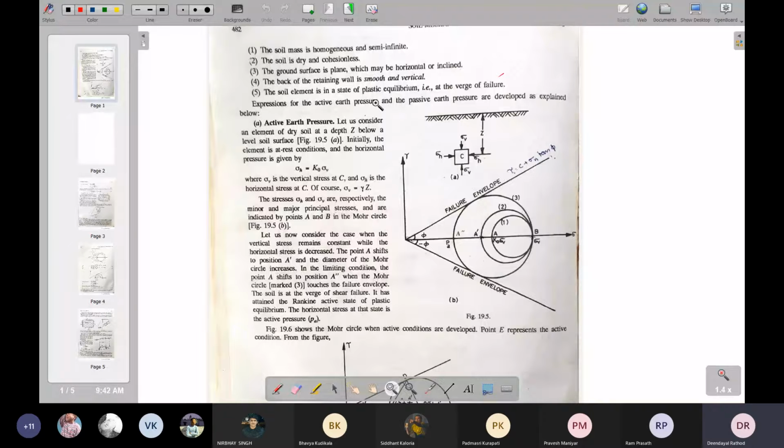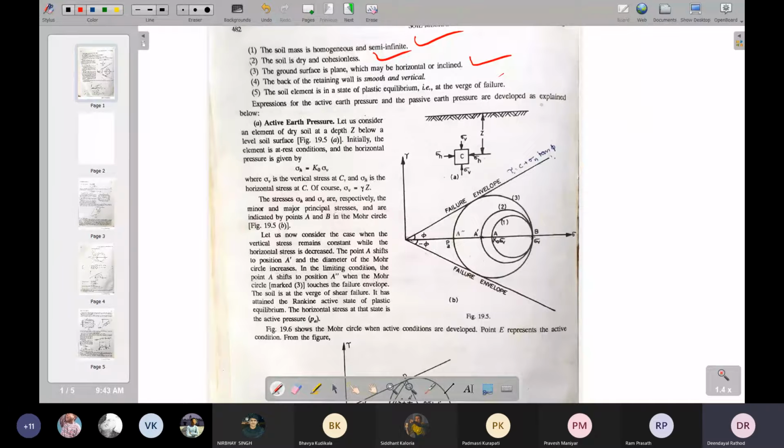So we have started the Rankine earth pressure theory. In that, it says there are some assumptions. The first assumption is that the soil mass is homogeneous and semi-infinite. The soil is dry and cohesionless. It assumes that the ground is plane, which is horizontal or inclined. That means the ground would be plane. It can be inclined also, but plane, without any heave or something like that.